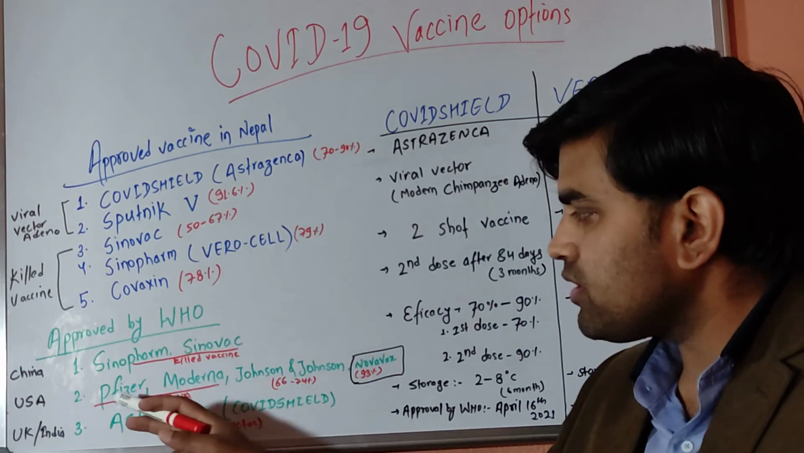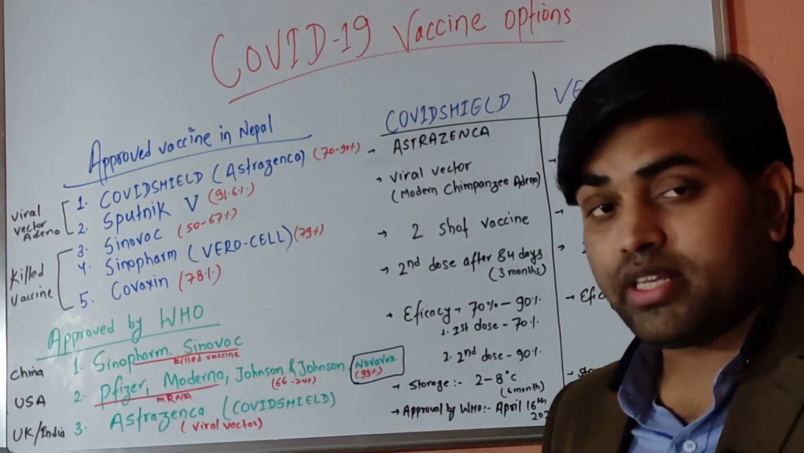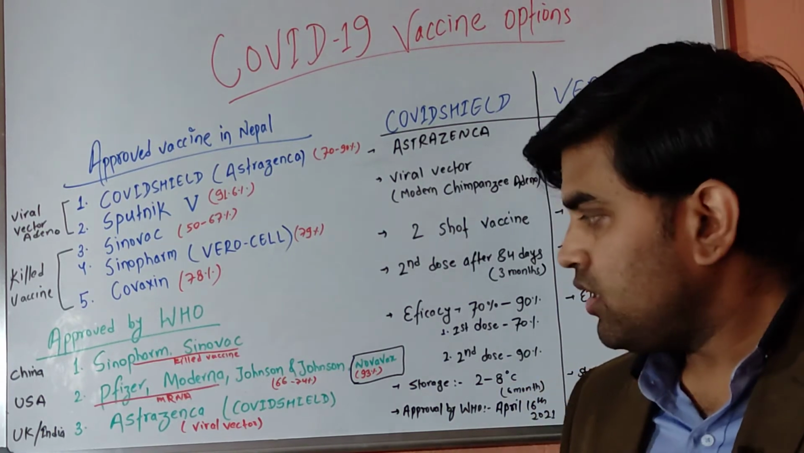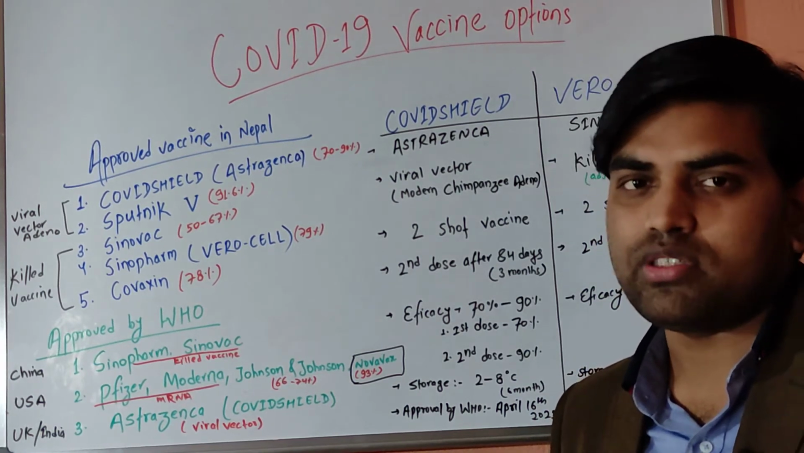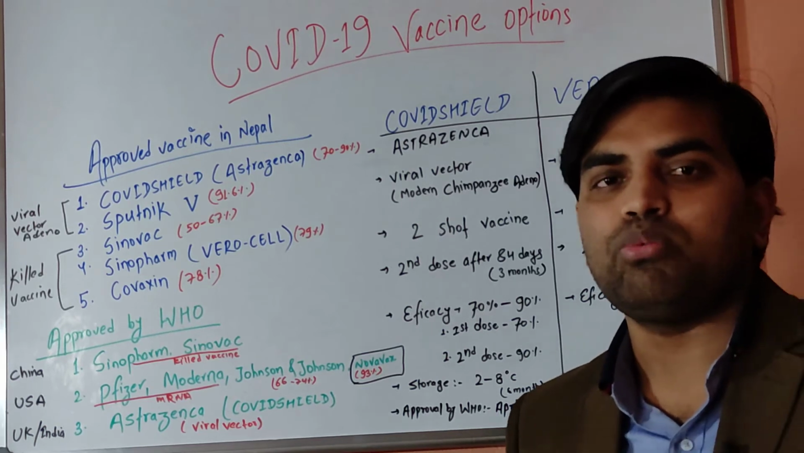The problem is that Pfizer and Moderna require minus temperature. Pfizer requires minus 80 degrees Celsius for storage, otherwise it gets destabilized. Moderna requires minus 20 to minus 25 degrees Celsius for its storage, and that storage system is not present all over the world.